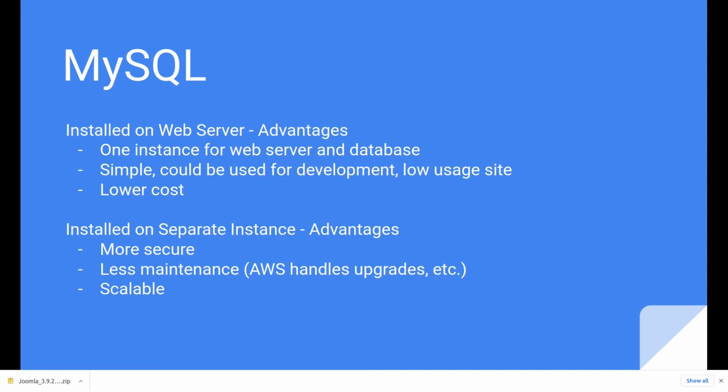The advantage of installing the database on a separate instance would be that it's much more secure. It's less maintenance. AWS will handle the upgrades and the patches and to some extent the backups and those types of activities, and it's much more scalable.